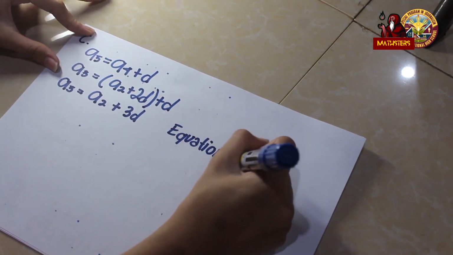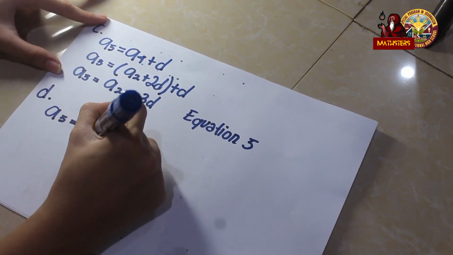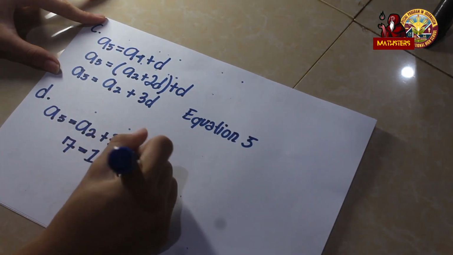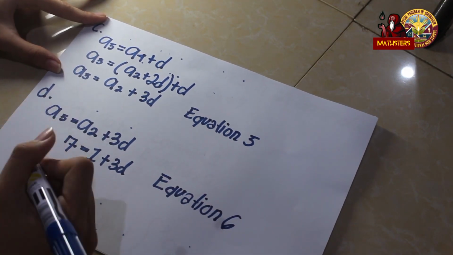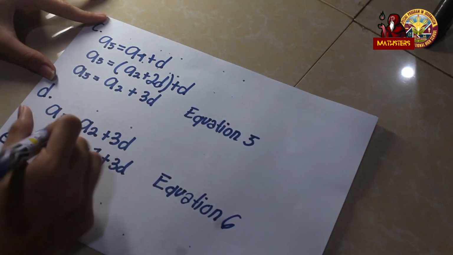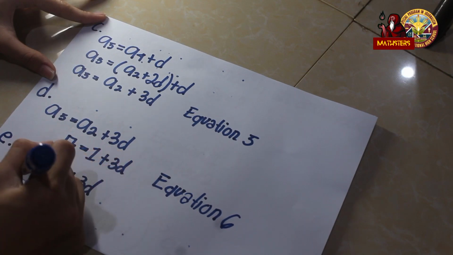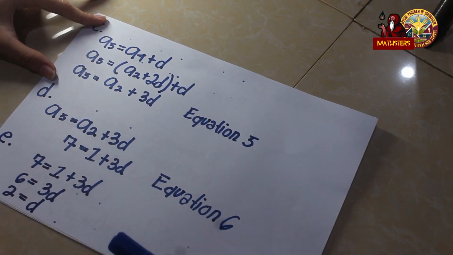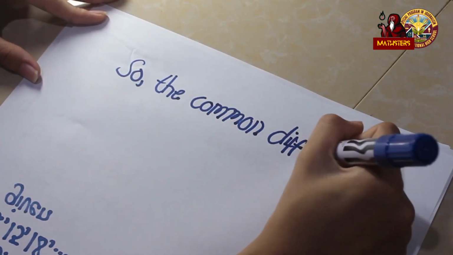Now substitute the given values a sub 2 equals 1 and a sub 5 equals 7 into the equation a sub 5 equals a sub 2 plus 3d. We get 7 equals 1 plus 3d. Solve the equation for d, subtracting 1 from both sides. We have 6 equals 3d. Divide both sides of the equation by 3 to isolate d. We find that d equals 2. Therefore, the common difference in the arithmetic sequence is 2.